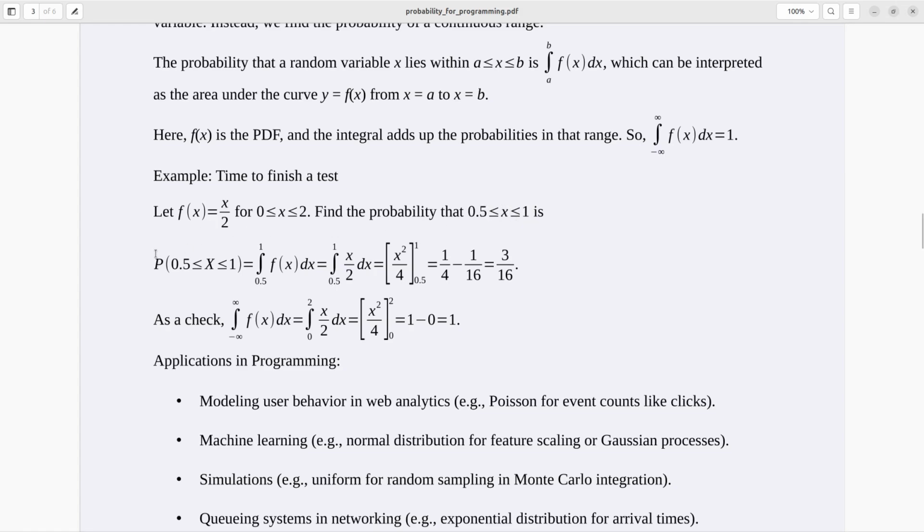Okay, so we just do the integration as here from 0.5 to 1. So after we do the integration, we can use the integration rules to help us get this antiderivative. And then after I put the upper limit and the lower limit into the antiderivative, I'm able to get 3 over 16 as the answer to the integration.